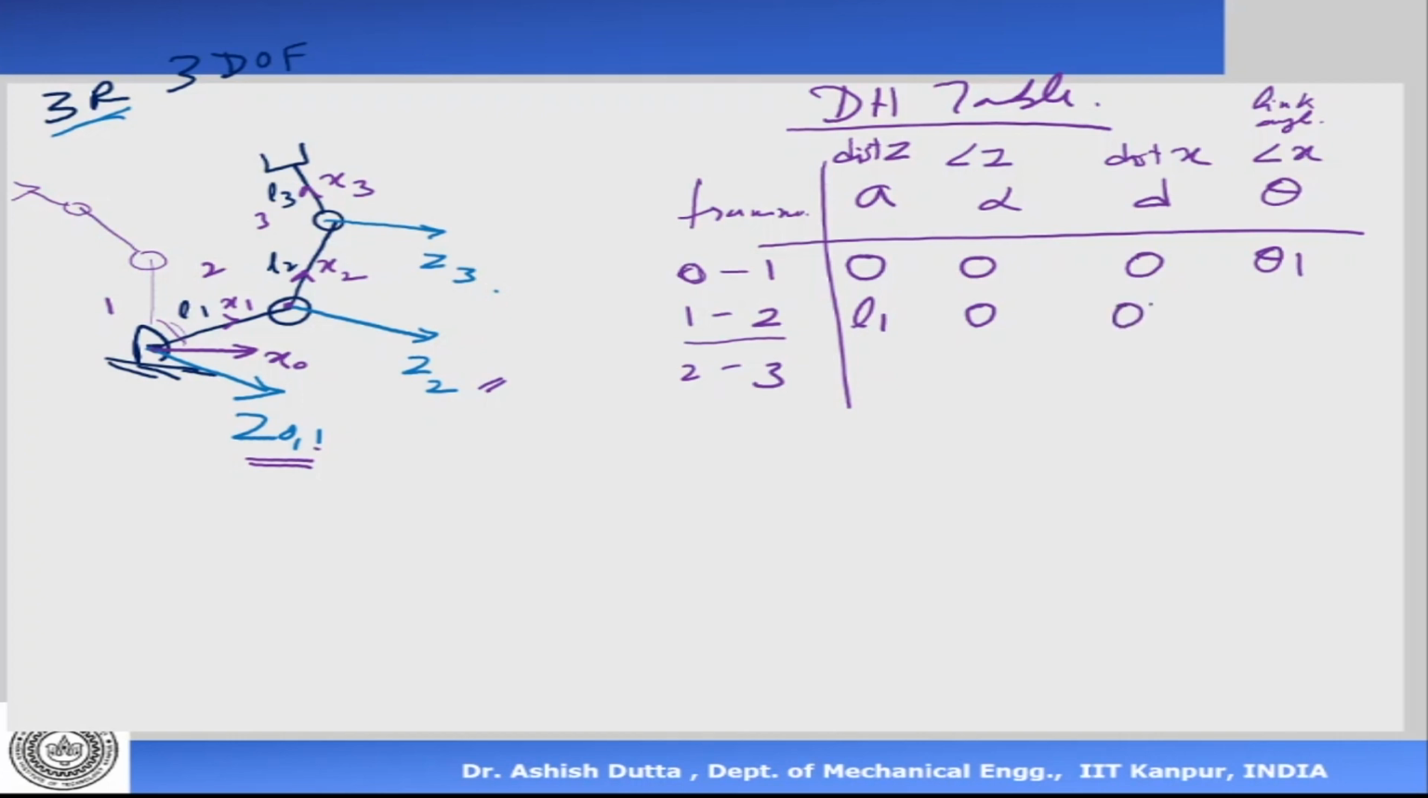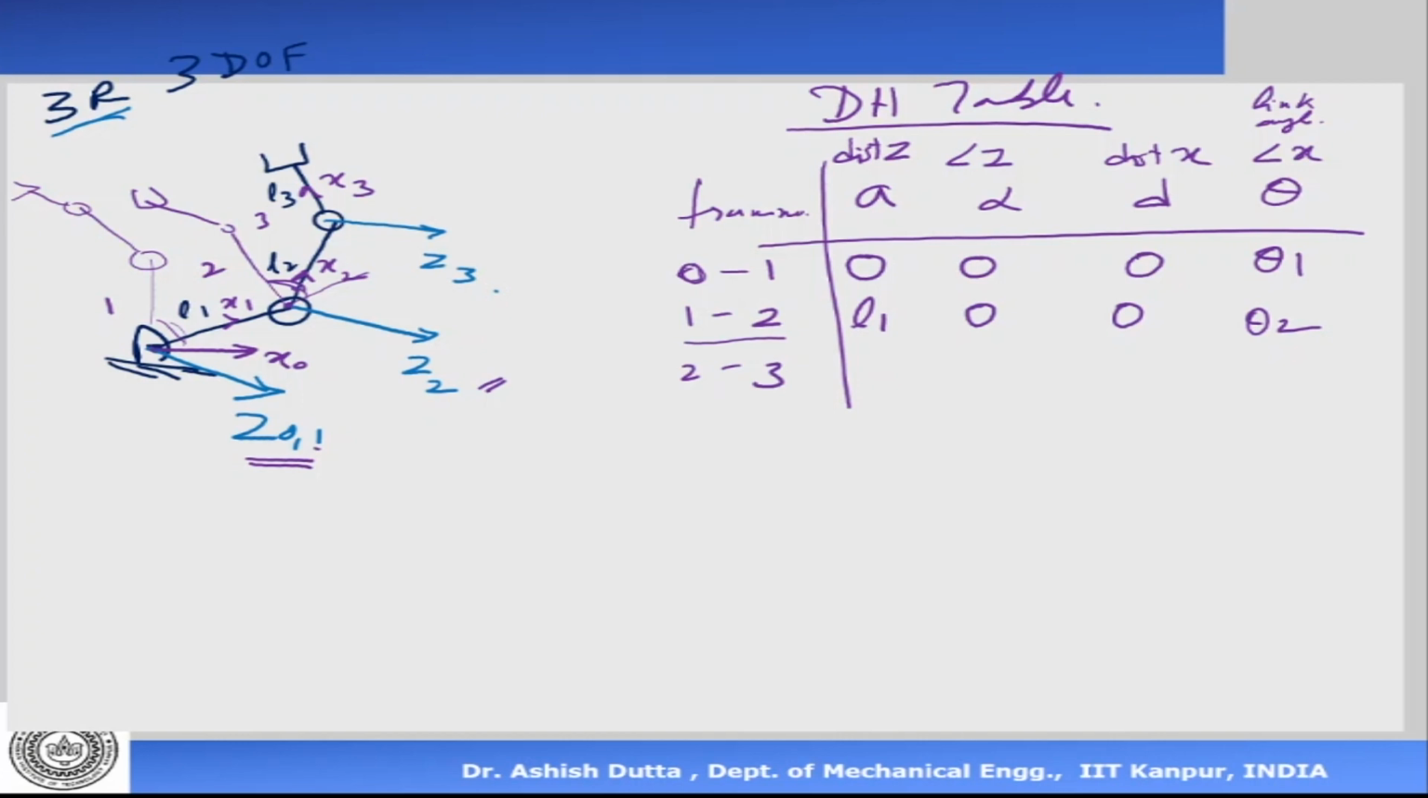Now if link 2 moves, what will happen? Link 2 will move like this. So what has changed? This angle has changed. Okay, so this angle basically has changed. So basically this is my theta 2. So when a link moves, what happens? That link angle theta changes. That's what we're seeing here.